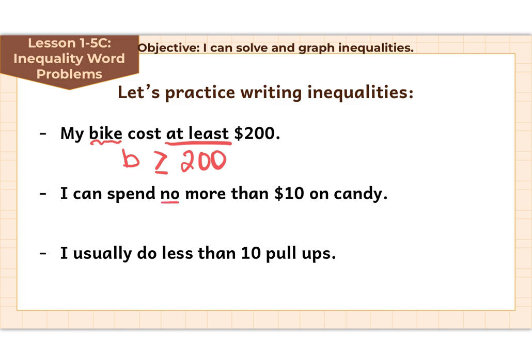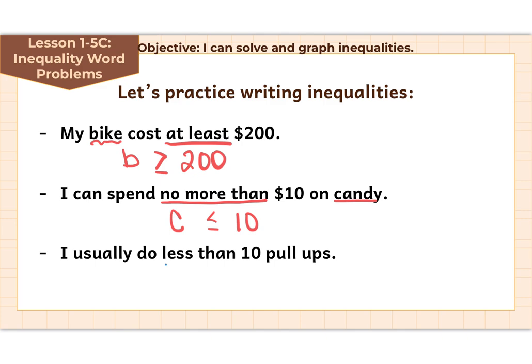I can spend no more than $10 on candy. Because we are talking about candy, I can use the variable c. And then no more than, meaning less than or equal to. I can spend $10. I can spend $9. I cannot spend more than $10. So no more than 10 is a less than or equal to.